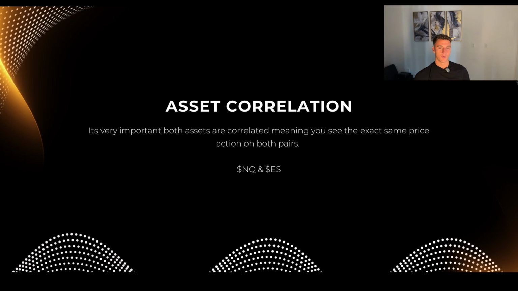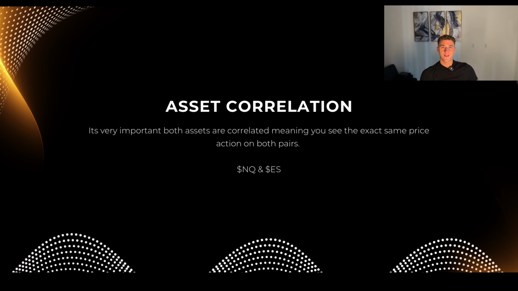So it's very important that both of these assets are correlated, meaning you see the exact same price action on both pairs. If we've displaced on NQ, for example, we've swept liquidity, we've displaced, we've had a market structure shift, everything looks very, very clean, but on ES there's another story. There's no fair value gap, for example. Are you going to be taking that trade? Absolutely not, because ES is the main mover in the indices market, and usually tends to be the cleaner pair. So if ES has no fair value gap, no entry model, then you should not be taking that entry model on NQ, because 9 times out of 10 it's going to be a trap and we're most likely going to get stopped out on that trade.